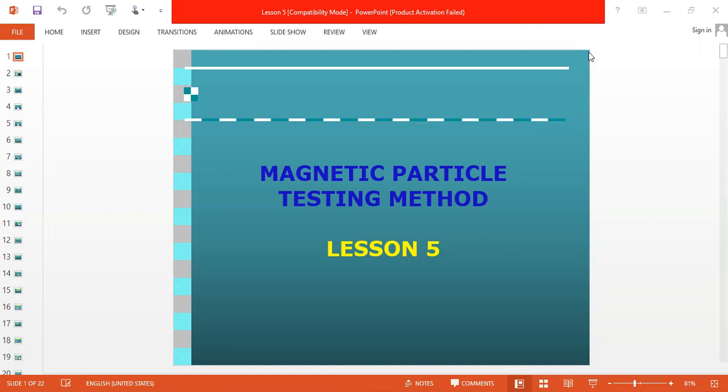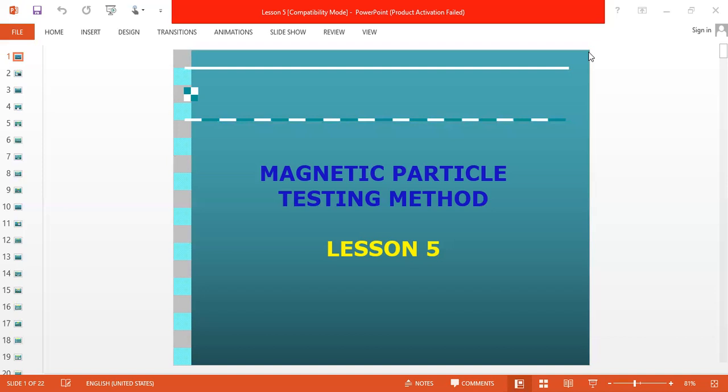Also, we saw the right hand rule and left hand rule. In the left hand rule, electrons flow from positive to negative, and in the right hand rule, the current flows from positive to negative. Also we covered the techniques, circular magnetization and longitudinal magnetization. In circular magnetization, basically there are two types: one is direct induction, and the second is indirect induction.